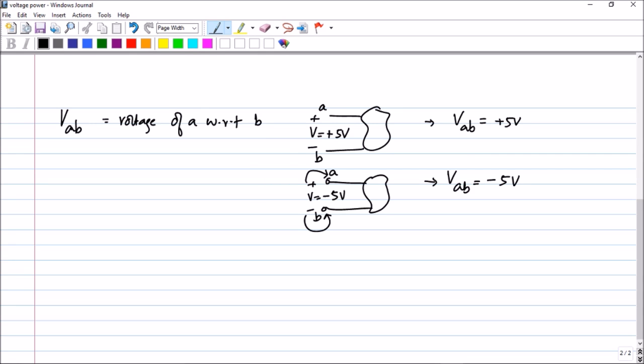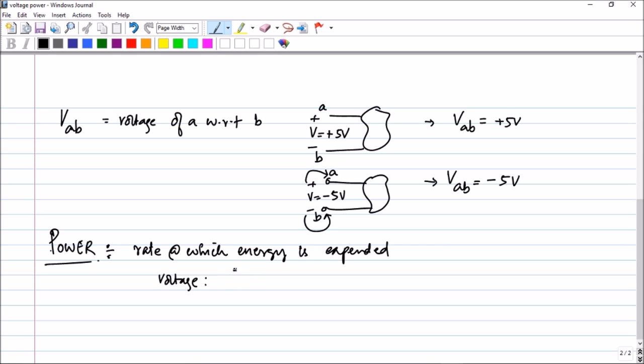Now, the next topic which we are going to do is power. Now, power is actually the rate at which energy is expended. Expended in the sense generated or consumed. Now, let us see what was the voltage. Voltage was actually work done per coulomb, right? Work done per charge. And what is current? The current was number of coulomb per second.